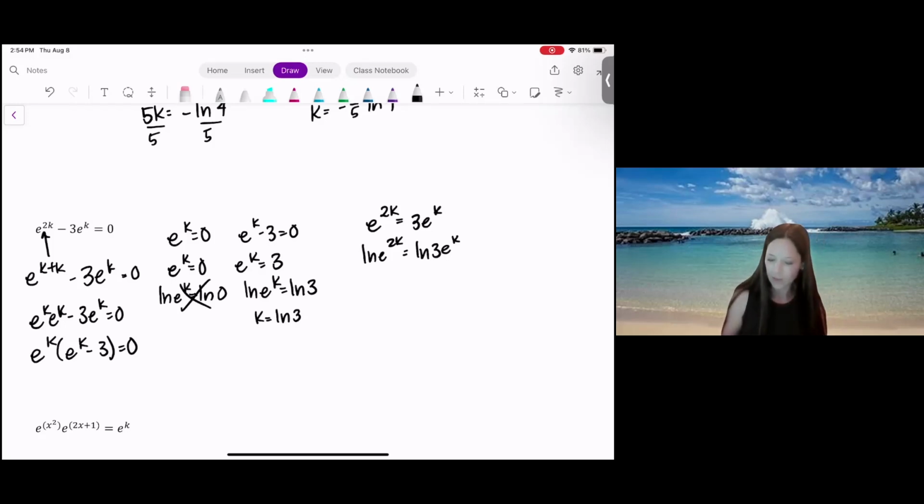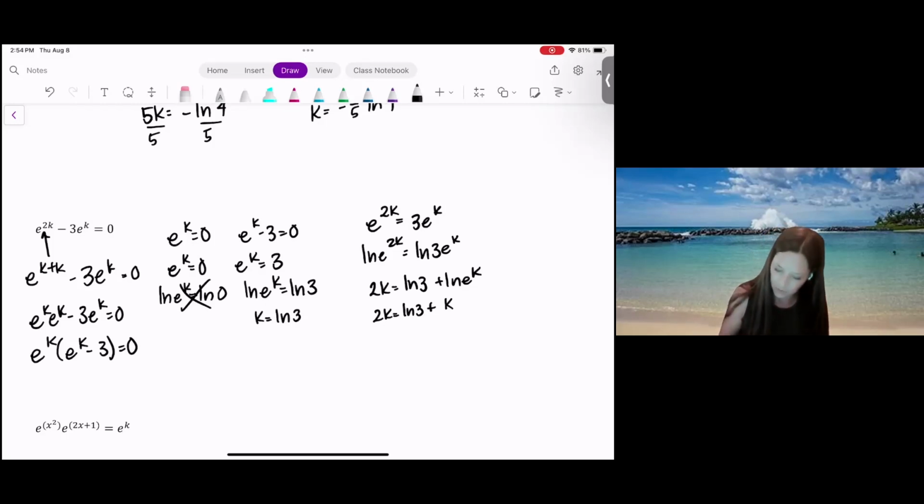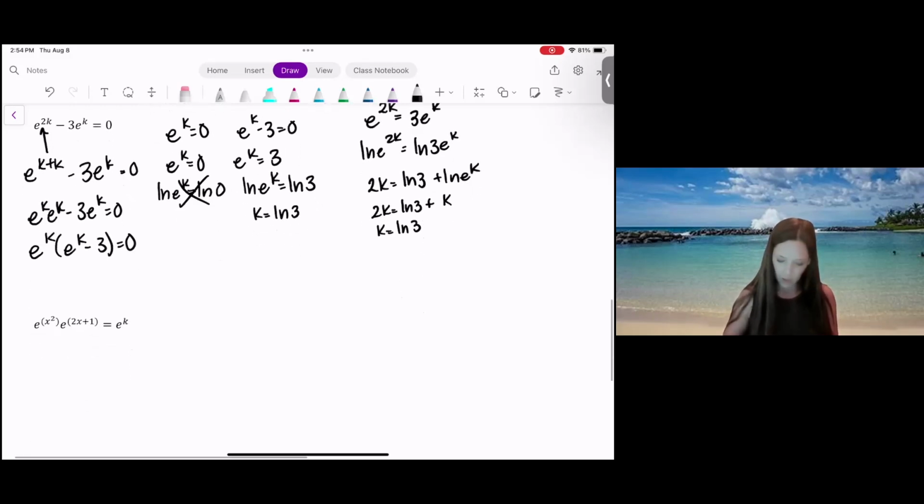I would then have 2k equals natural log of 3 plus natural log of e to the k using multiplication, or 2k equals natural log 3 plus k. Subtracting k from both sides gives me k equals natural log of 3. So I could also approach it that way. It just depends on understanding the way that condensing and expanding works and how familiar you are or comfortable you are with the different techniques. Moving on to the next problem.